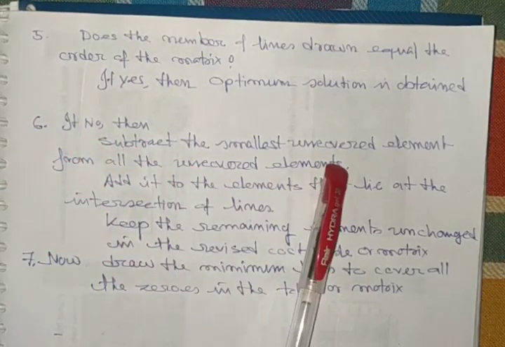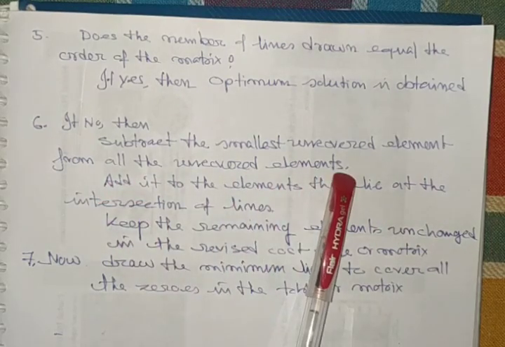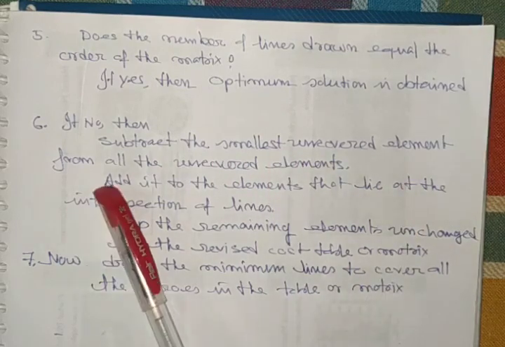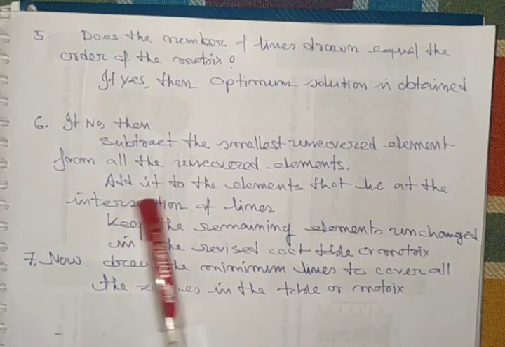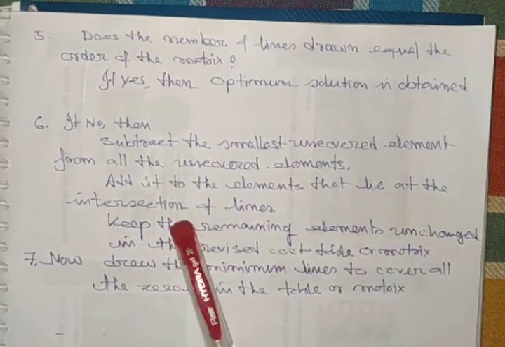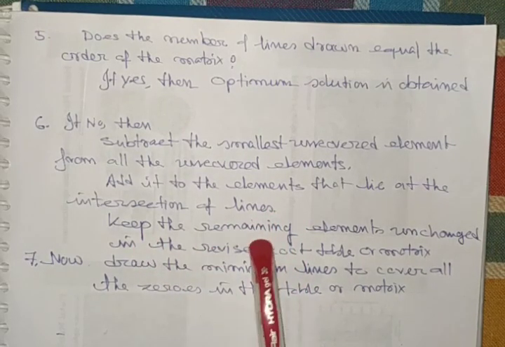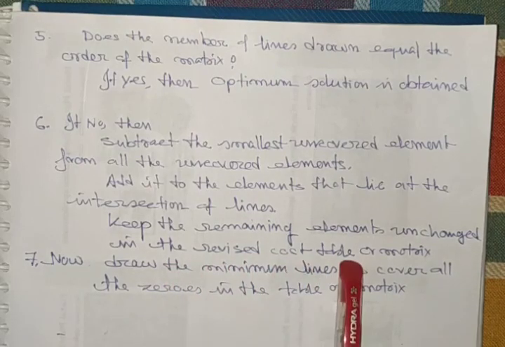Subtract the smallest uncovered element from all the uncovered elements. Add it to the elements that lie at the intersection of two lines. Keep the remaining elements unchanged in the revised cost table or matrix.